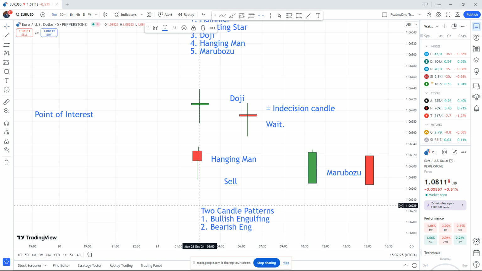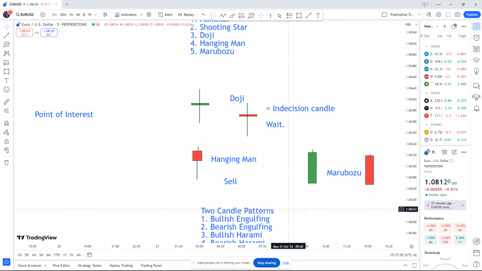A strong Marubozu, you can have a small wick. I think there are three types of Marubozu. You can have it at the top and bottom, but for the sake of the class, let me just draw it somehow like this.